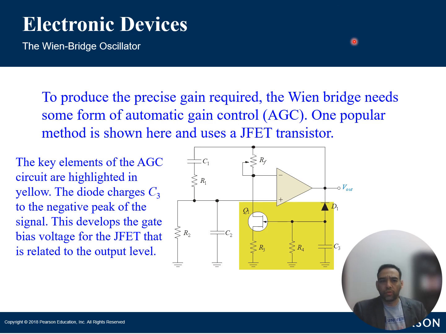All right, so the Wein bridge oscillator, right? This is a type of oscillator circuit. It's commonly used to generate sine waves in audio frequencies. What else? Audio.